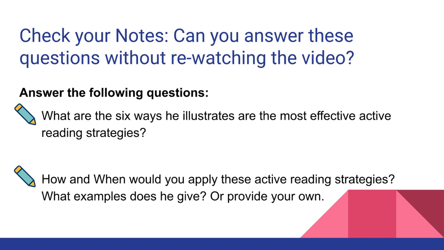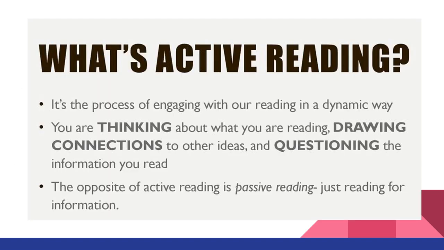What is active reading exactly? Well, it's the process of engaging with our reading in a dynamic way. You are thinking about what you are reading while you are reading. You draw connections to other ideas purposefully while you're reading. You question the information you read while you read, and you take note of those questions as you read. The opposite of active reading is passive reading, just reading for information or merely just for pleasure.